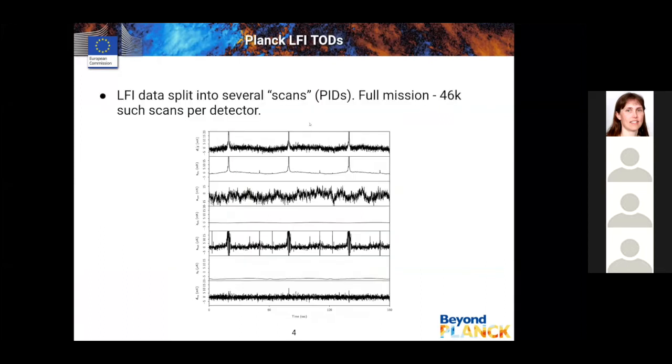The LFI TODs: the Planck instrument scans on great circles on the sky for about an hour each before it readjusts. Each of these hour-long chunks of data are called scans or PIDs. So the full mission is roughly 46,000 such scans per detector. Within a scan, this top panel shows what a typical data stream might look like. You see a very slowly varying dipole here and the galactic center, as well as some noise. And estimating this noise is part of what we want to do in the TOD processing.